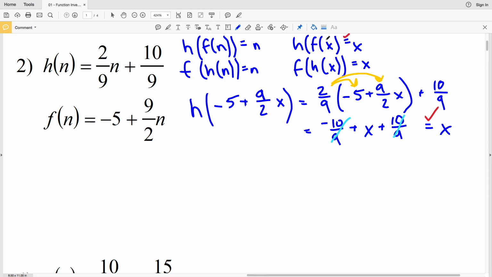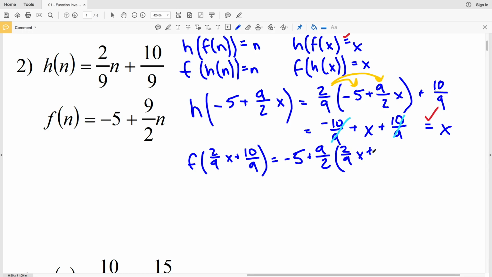Now we have to see if f of h of x equals x. So we're going to have f of 2/9 times x plus 10/9, and that's going to be negative 5 plus 9 halves times what we're entering into that function. So negative 5 plus 9 halves times 2 ninths x plus 10 ninths.